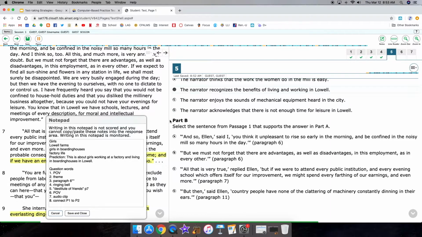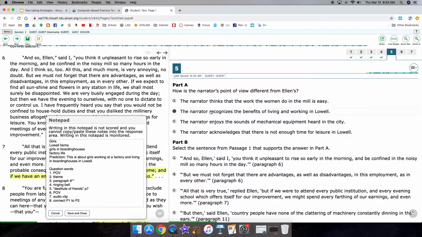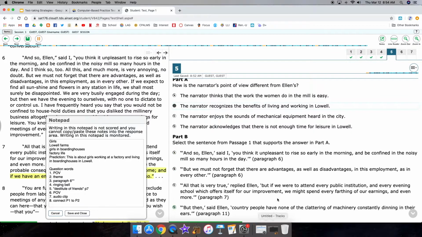Part B, where's our evidence? Well, I should have known. I do not need to look in paragraph 7 or 11 because I found most of my answers in paragraph 6 for evidence to support my selection of B. So I'm going to look at A and B only. And so, Ellen, said I, you think it unpleasant to rise so early in the morning and be confined in the noisy mill so many hours in the day. But we must not forget that there are advantages as well as disadvantages in this employment as in every other. She knows there's benefits, and that's an advantage. I think that's our answer.